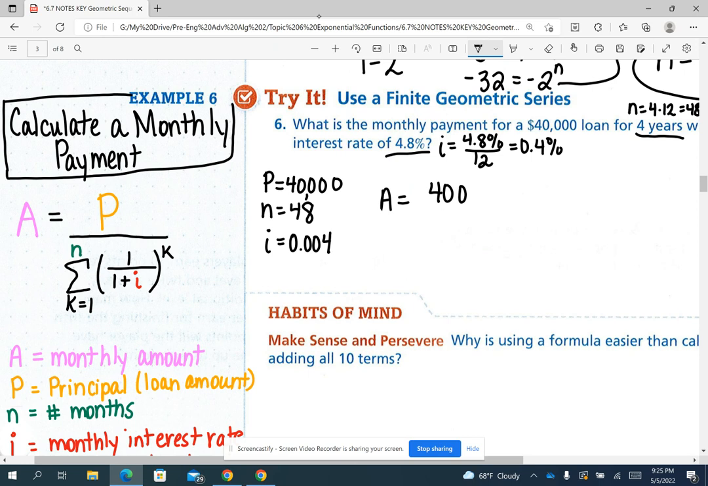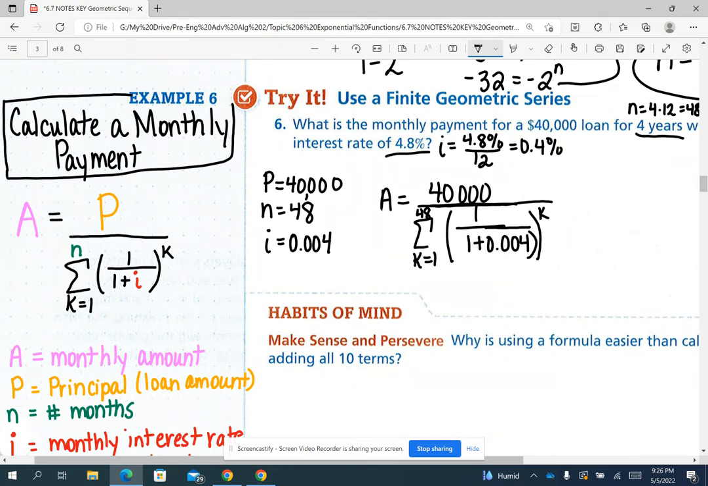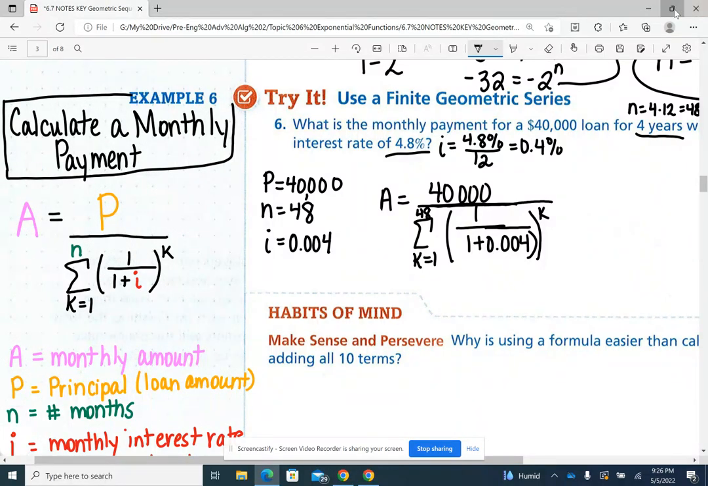So my formula to calculate my monthly payment is going to look like this. 40,000 over the sum from k equals 1 to 48 of 1 over 1 plus 0.004 raised to the k. And I'm going to go grab my Desmos calculator. I'm going to enter all of that in to calculate my monthly payment.